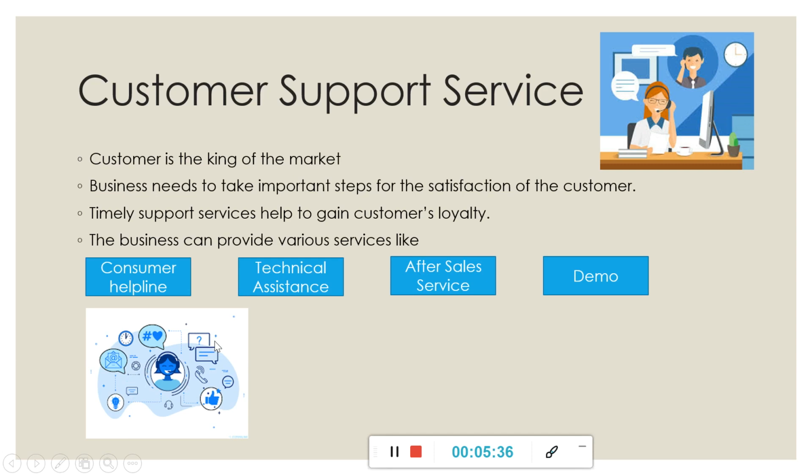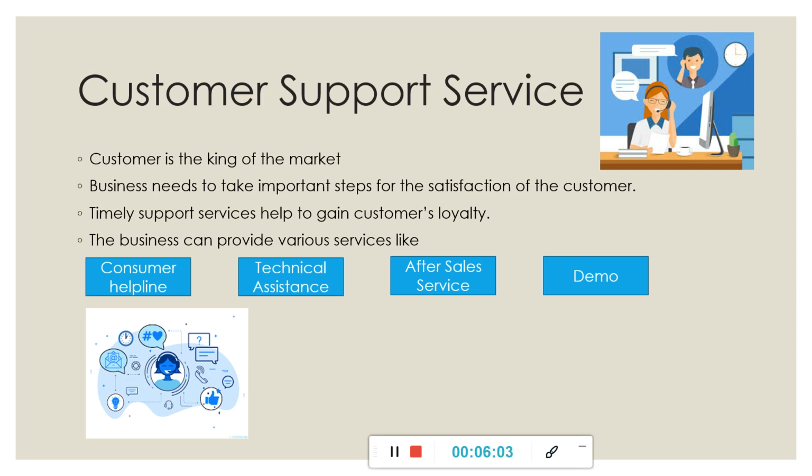ऐसी चीजें जब बिजनेस प्रोवाइड करते हैं, that means इसकी वजह से कंज्यूमर को क्या मिलता है, they become aware of the particular product, they are getting the information of a particular product, उनको कैसे यूज करना है, क्या बनाना है, उसके मेरिट्स क्या हैं, उसको कितनी वारंटी दी है, so that can be helped or assisted by your customer support service. This is your next function.